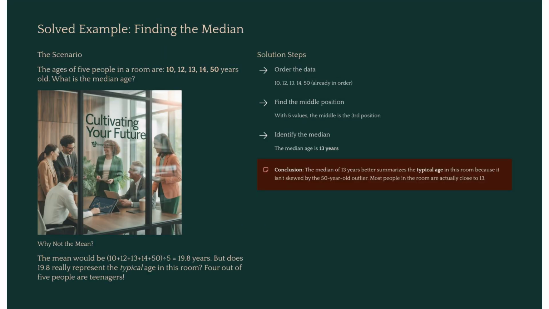Here's why the median is great for outliers. Imagine a data set of ages 10, 12, 13, 14, and 50. If you calculate the mean, it's 19 and 8/10, which is far from the typical age. But if you order the data, the median is 13. In your summary, you would say the typical age is 13 years, which is best represented by the median because the 50-year-old is an outlier.